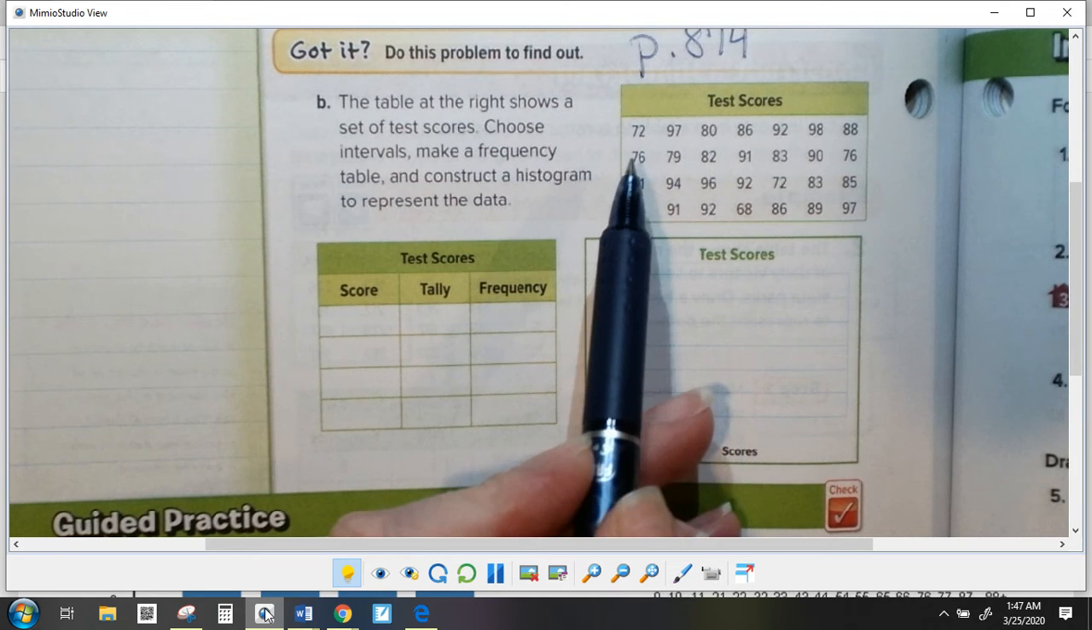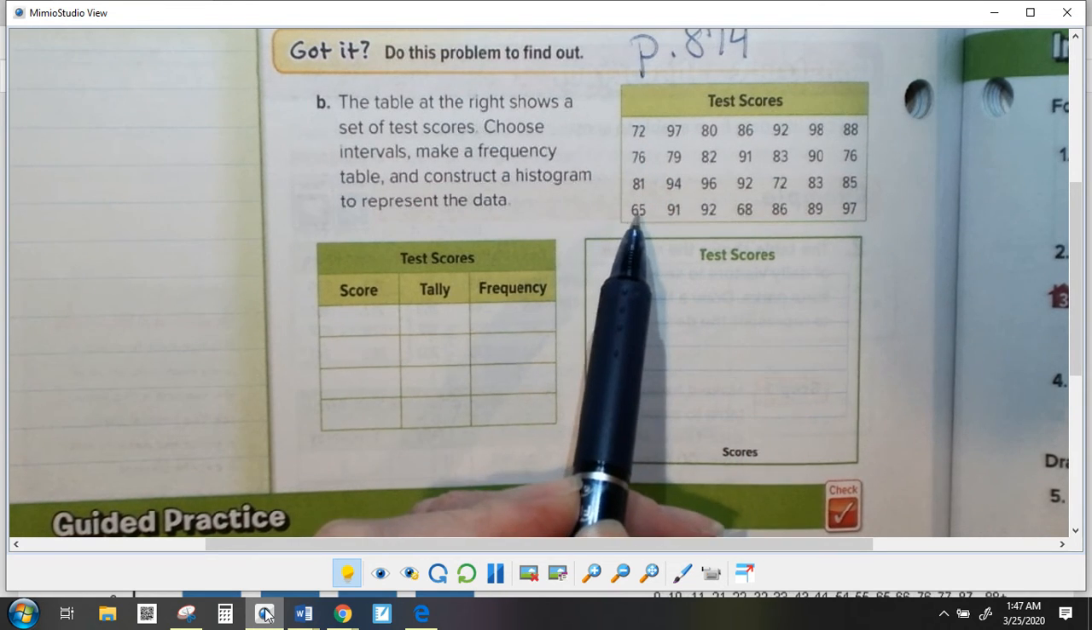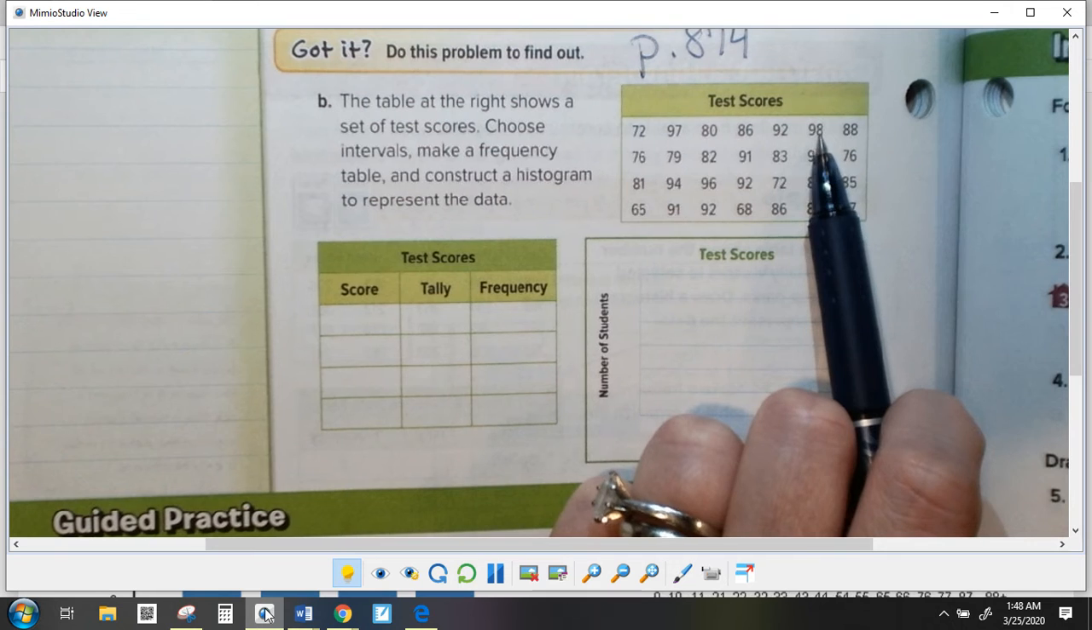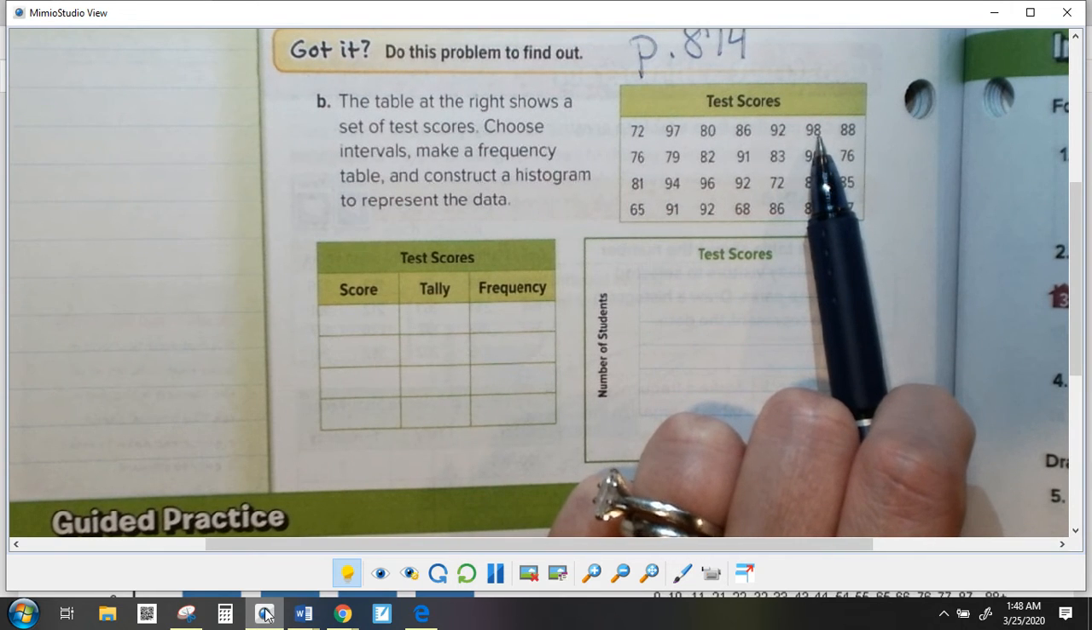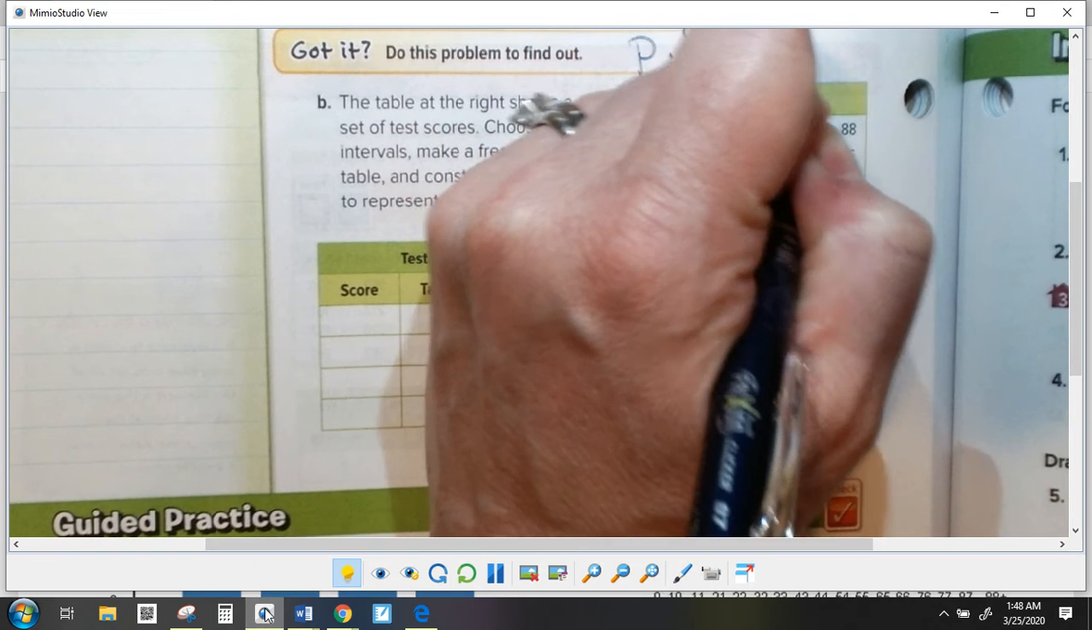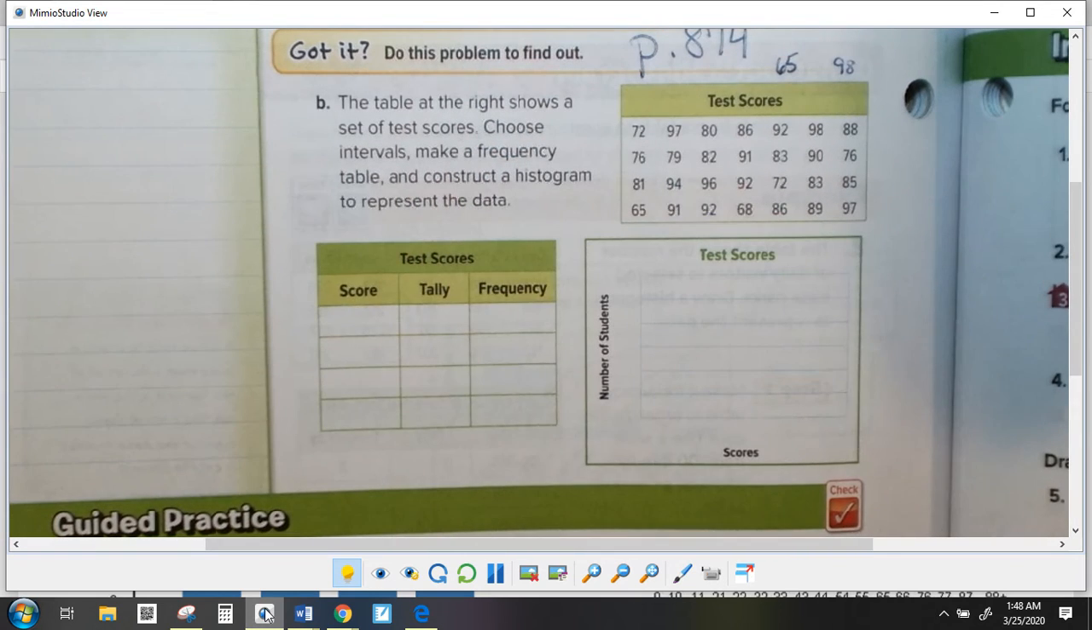Is there anything smaller than that? I think, oh, wait, there's a 65. 65, I believe, is our lowest number on the list. And the highest number, so 96, do we have, oh, 98. So I think that we need to go from 65 to 98. We must be sure that we've got those numbers in our ranges.